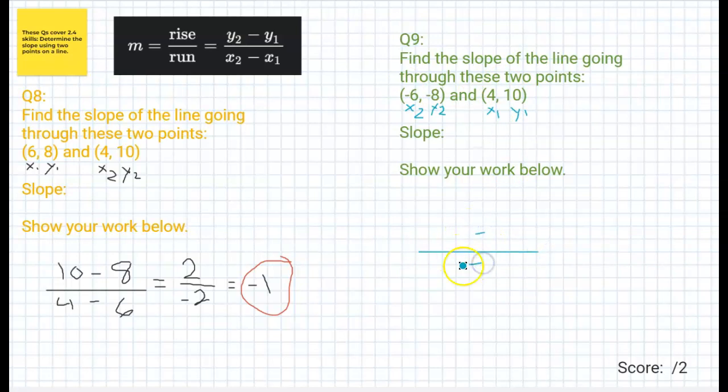And I like to write the fraction bar and the minuses there, especially when I have different signs, so that I don't forget or get confused about minuses and negatives and all that. So now I want my y sub 2, which is -8, and my y sub 1, which is 10. And then I want my x sub 2, which is -6, and I want my x sub 1, which is 4.